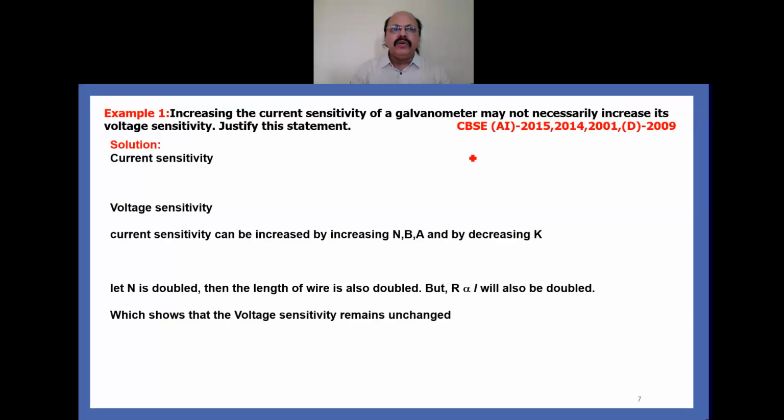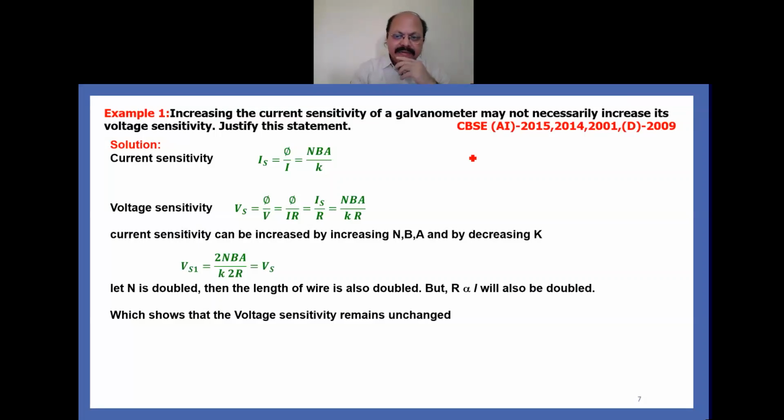For that purpose, you know that the current sensitivity Is equals phi upon I equals NBA upon K, and voltage sensitivity Vs equals NBA upon Kr. The current sensitivity can be increased by increasing number of turns, magnetic field, area of the coil, and decreasing the value of K. So if we make the number of turns twice, then what happens? The resistance of the galvanometer also becomes twice, because resistance is directly proportional to length.